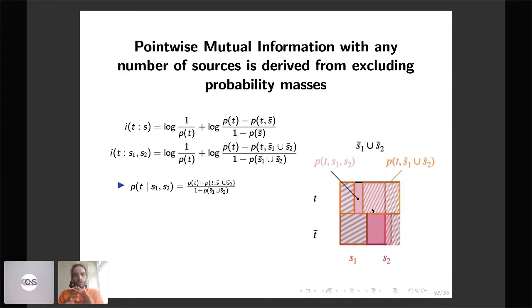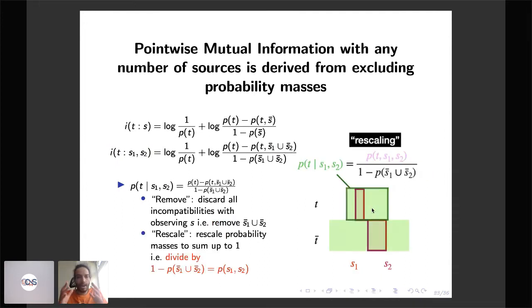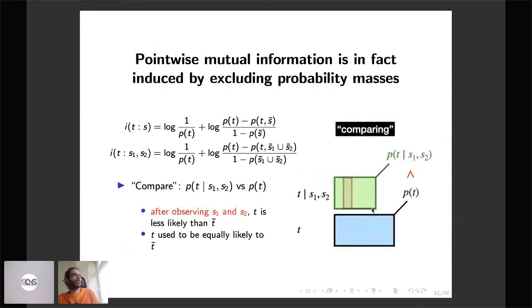So we remove them, and then we rescale in order to regain a normal probability space, so we can have a fair comparison with the probability of T. And then we compare. If the probability is less, this means that a low atmospheric pressure and a high temperature misinformed us and told us that we would have rainy weather, whereas we got sunny weather. So basically, this is the idea that we are going after in this talk.